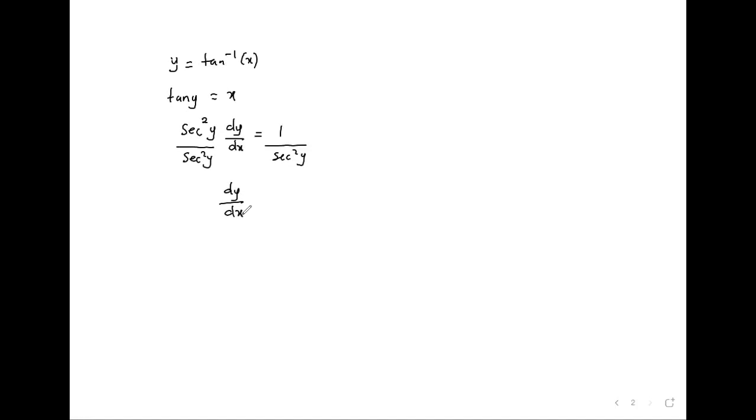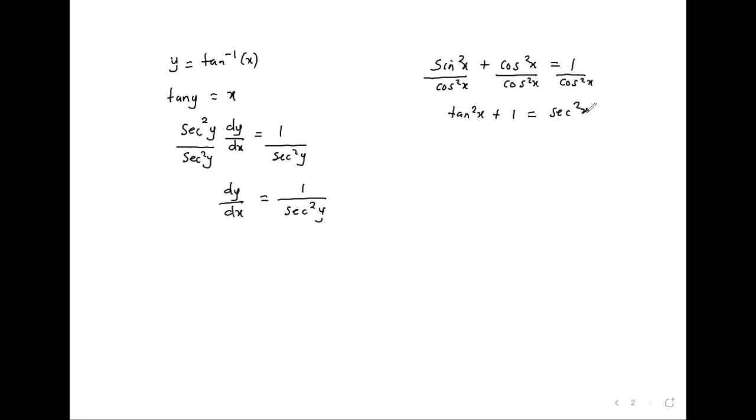So dy dx is equal to 1 over sec squared y. But we know that from this identity, sine squared x plus cos squared x is equal to 1. If we divide throughout by cos squared, sine squared over cos squared is tan squared, cos squared over cos squared is 1, and 1 over cos squared is sec squared.